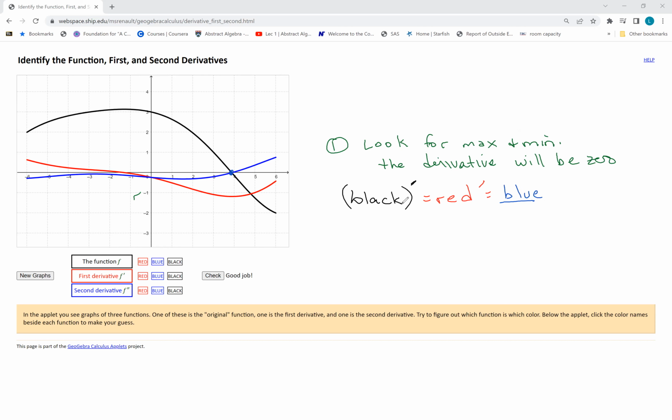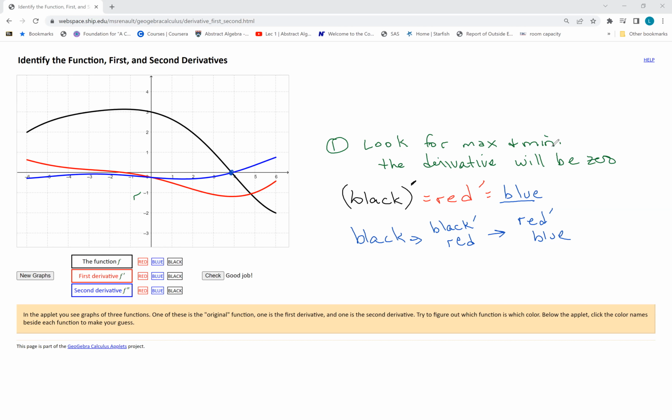So that means that black is the original function. Red is the derivative of black. So the derivative of black is red, and the derivative of red is blue. And then I just pick them over here on the side. If you want, you can play with this website too, if you really want more problems. But that's kind of how I did it.